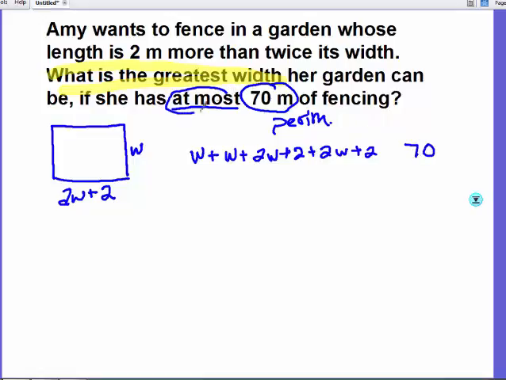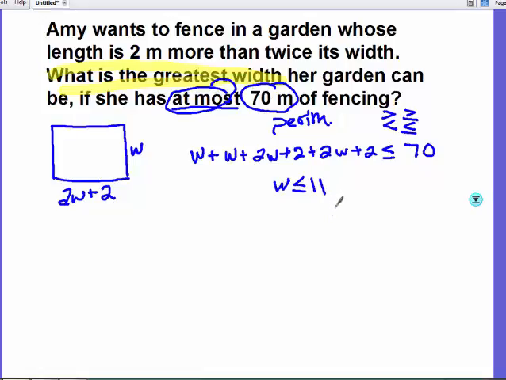If we have at most 70 meters, can our perimeter be greater than the 70 meters, less than the 70 meters, greater than or equal to the 70, or less than or equal to the 70? Well, if this is how much material we have, our perimeter has to be less than, but could be equal to, that 70, since that's the quantity of fencing that we have. Once you combine like terms and solve this down, I got W is less than or equal to 11.